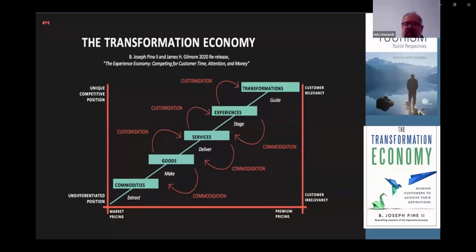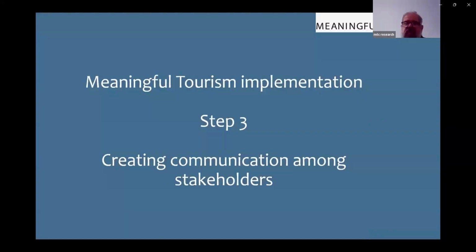Now we are moving to the matter where we have transformations, where our job is to guide the customers, and the customers also have a much bigger role in making things happen. So the relevance of the customer is increasing, and for the industry, the good news is also that you can earn more money from that, because it's customized. Transformational experiences are also more expensive as they are more personal and customized. So this is some background to understand that.